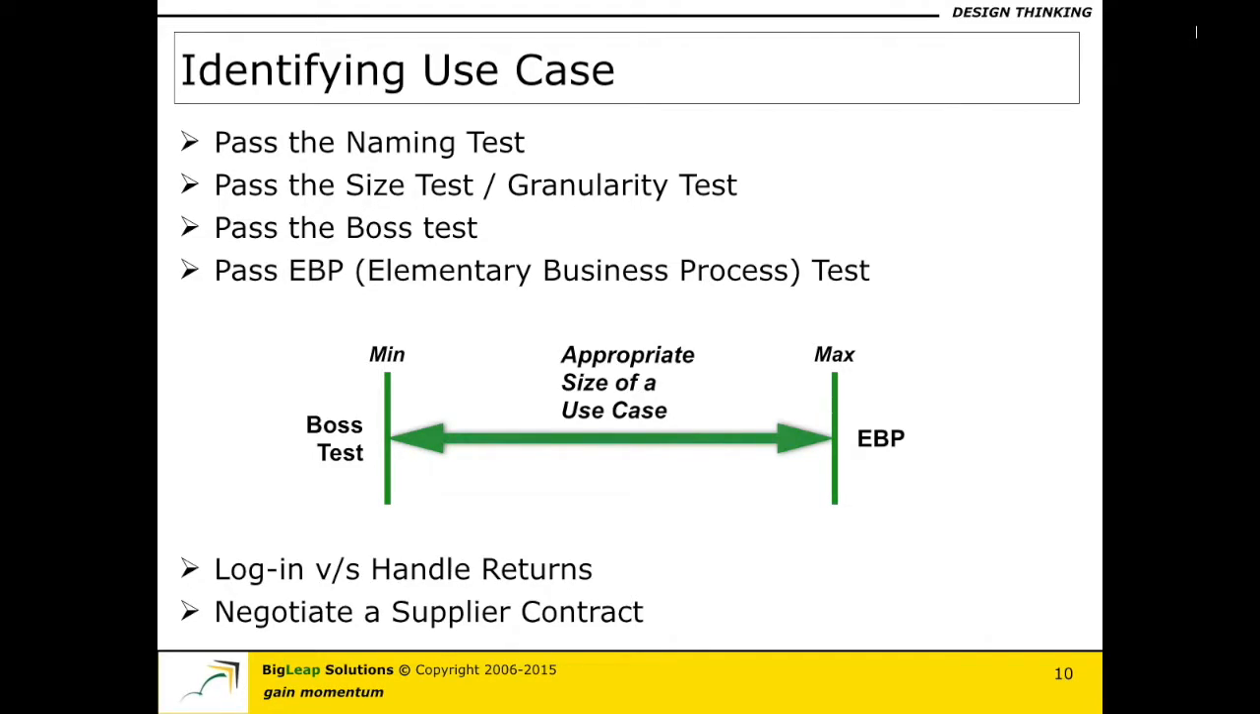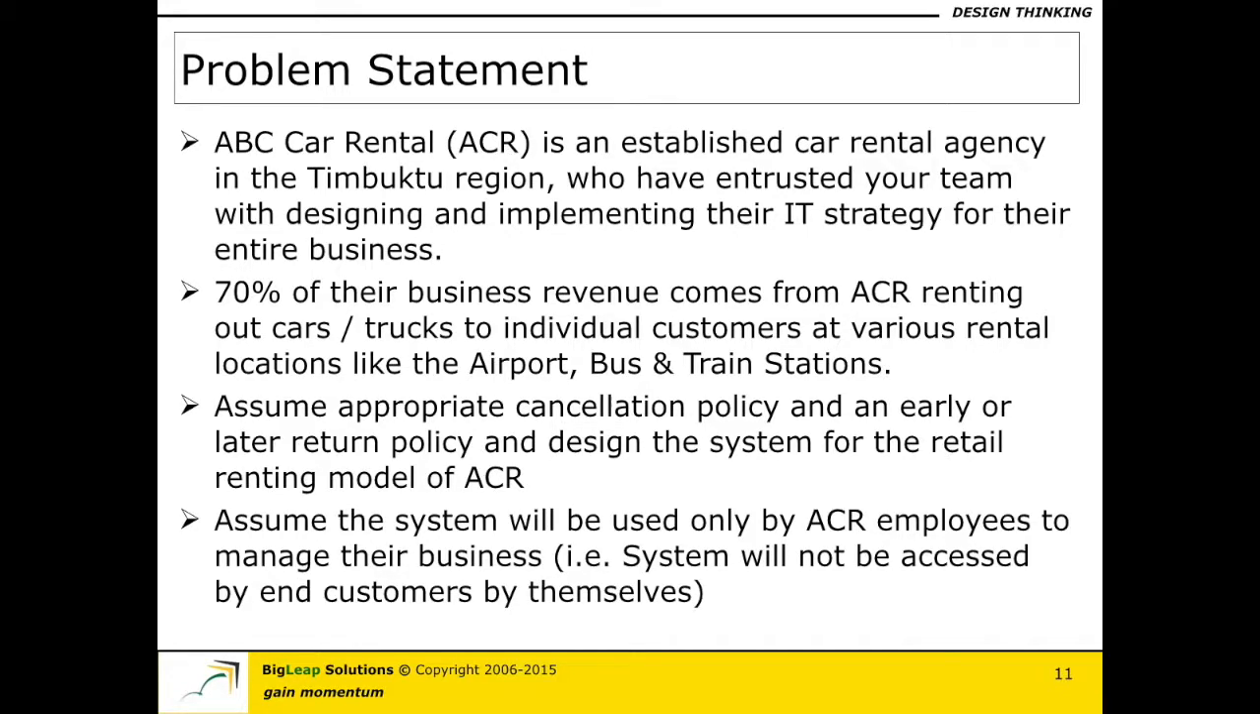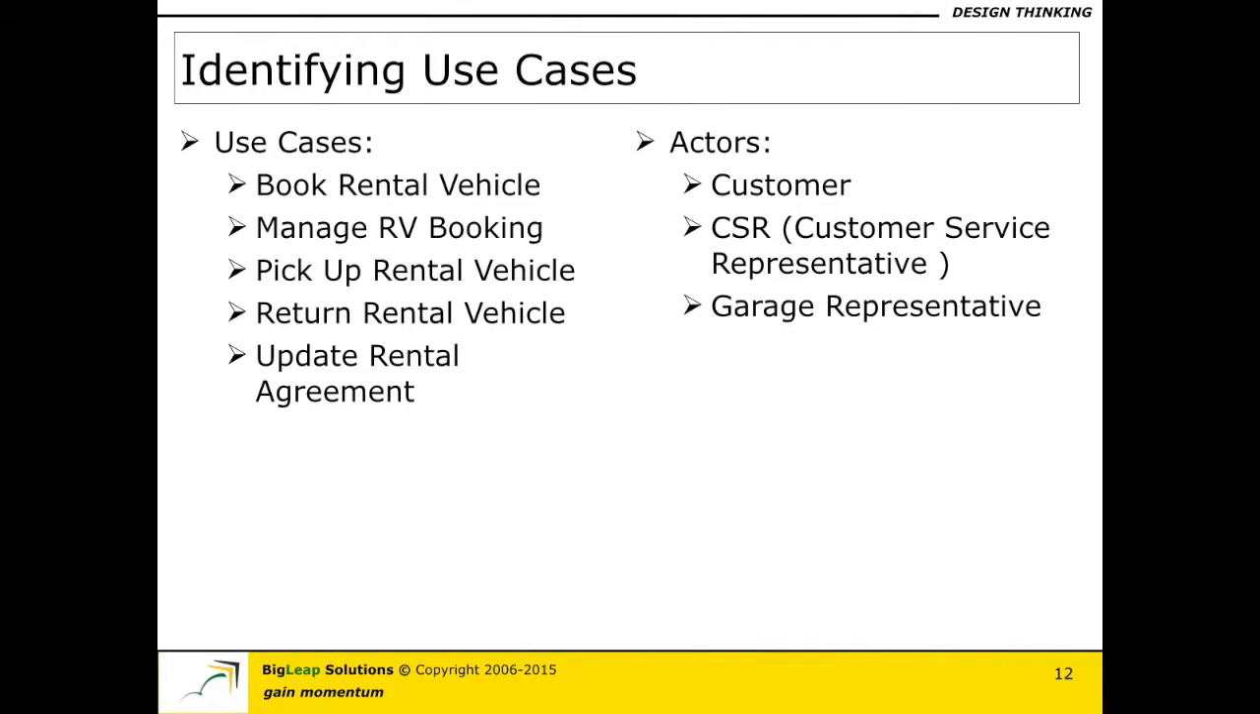Now that we have learned how to identify use cases correctly using the 4 tests, let's apply it to the exercise that we started doing in the previous video. I hope you remember the ABC car rental agency problem statement, and if I were to apply these 4 tests that we just spoke about, we probably should have come up with these 4 or 5 use cases. Book a rental vehicle, and then you get to manage that particular booking itself, then pick up a rental vehicle, return the rental vehicle, and something like update the rental agreement.